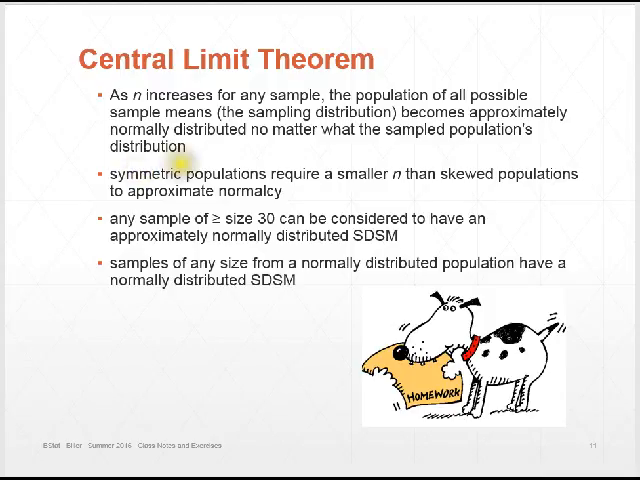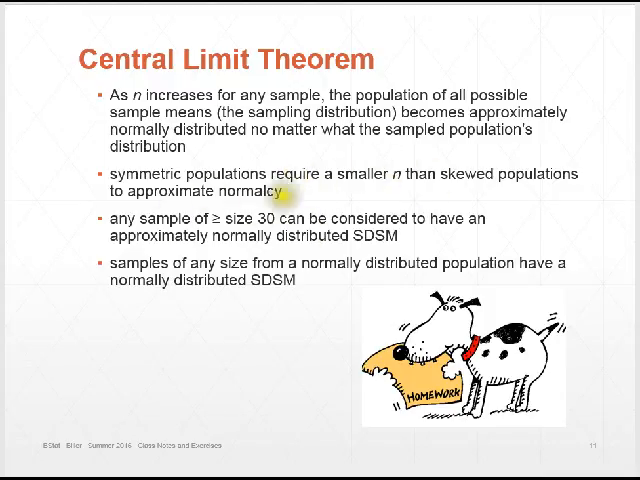All other things being equal, populations that are symmetric will require a smaller sample size to approximate normalcy than would a population that was heavily skewed. So if a given population more or less resembles a bell shape and doesn't have one long tail and the peak of the curve far to one side, then a smaller sample size would be required.